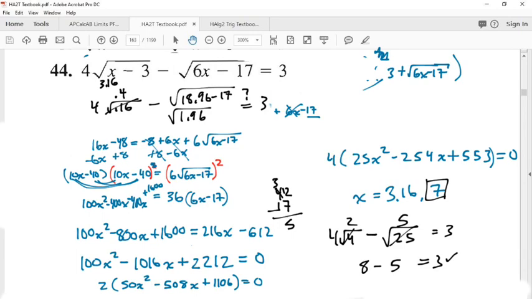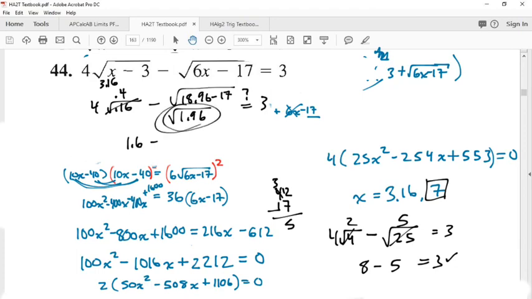What is 0.4 times 4? Anybody? I thought you guys had your calculators out. 1.6. 1.6 minus, and then what do I get with this one? What is the square root of 1.96? 1.4. Hey, if I subtract those, do I get 3? No, they do not equal. Therefore, we get to cross you out. Die, 3.16.